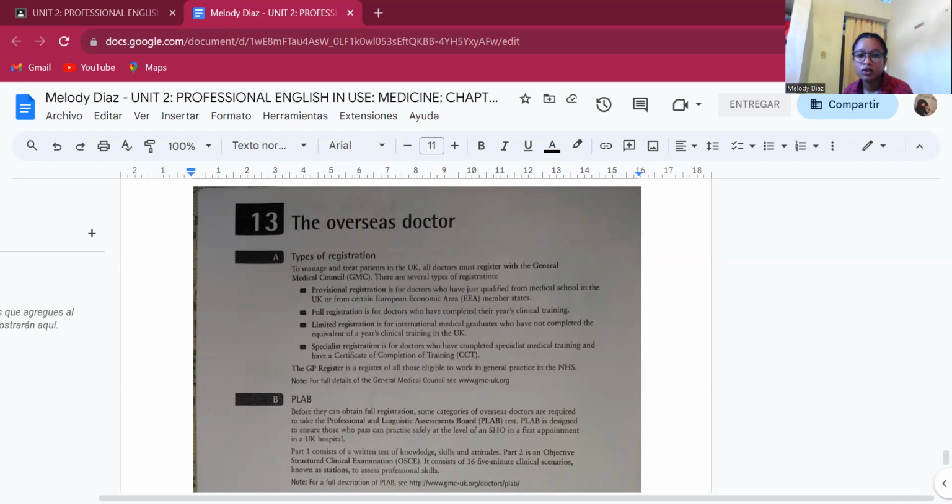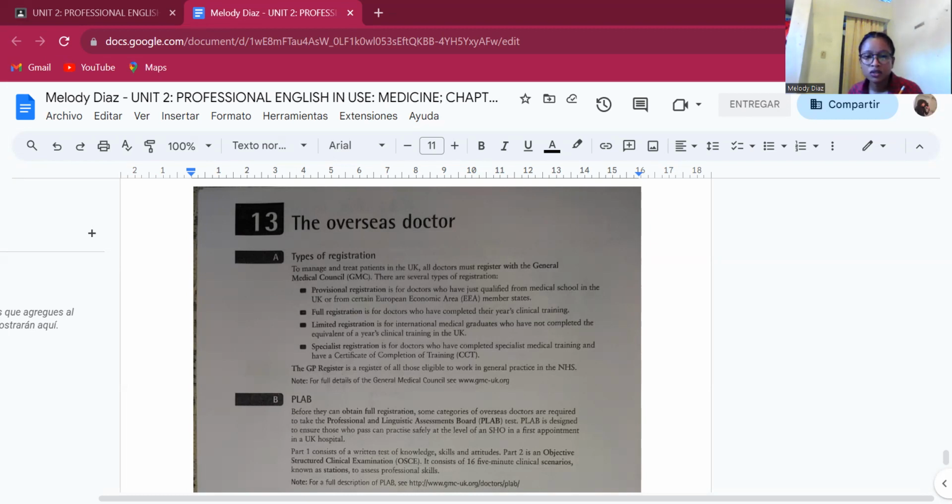Full registration is for doctors who have completed the year's clinical training. Limited registration is for international medical graduates who have not completed the equivalent of the year's clinical training in the UK. A specialist registration is for doctors who have completed specialty medical training and have a certificate of completion of training, CCT.